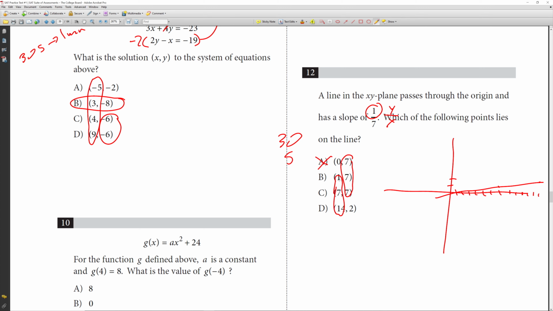0 and 7. Wrong. 1 and 7. That's the wrong slope. 7 and 7. That's up here. Wrong. 14 and 2. That's this point right here. Answer is D. Boom.